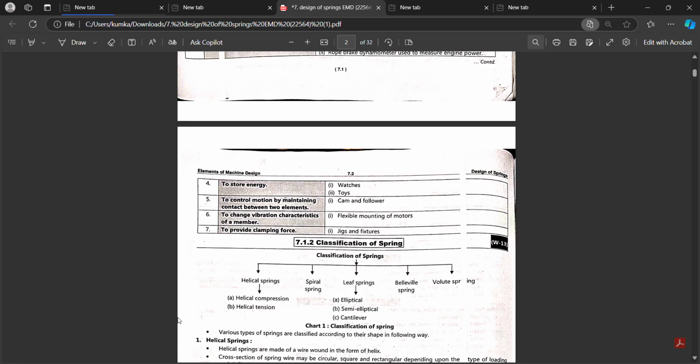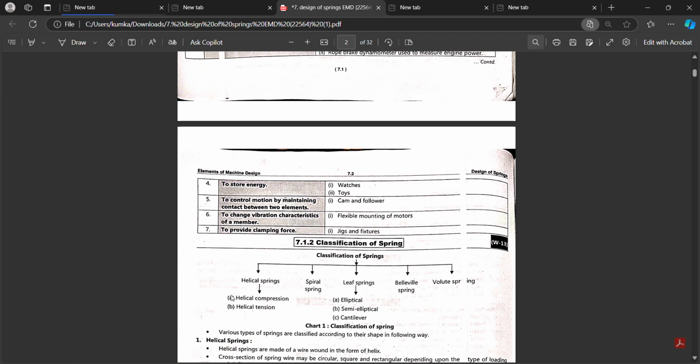Then it is used as a vibration characteristic member. To change the vibration characteristic, it is used for flexible mounting of a motor. Then it is used for clamping purpose in jigs and fixtures.